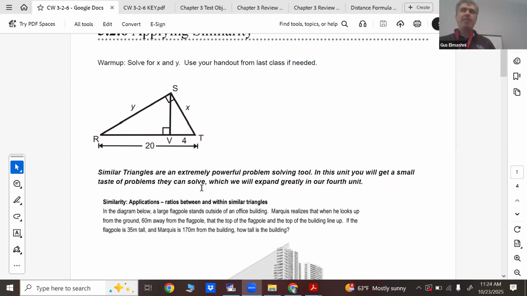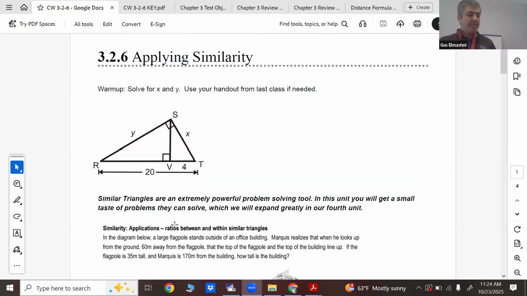So everyone's got their notes. I have extra copies if anyone's missing this page. Okay. So last part, 3.2.6 near the end. Applying similarity. Let's recap what we did last time.